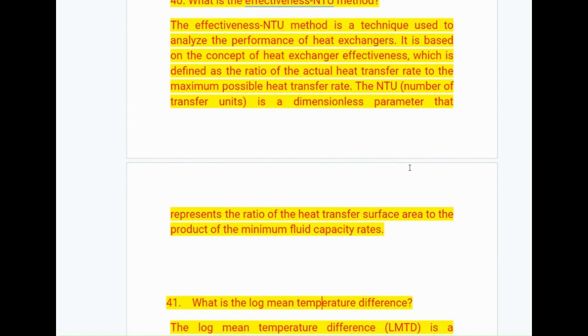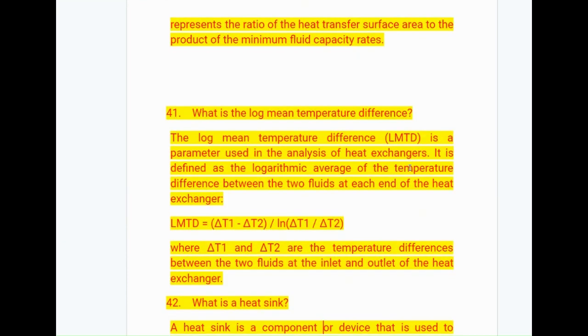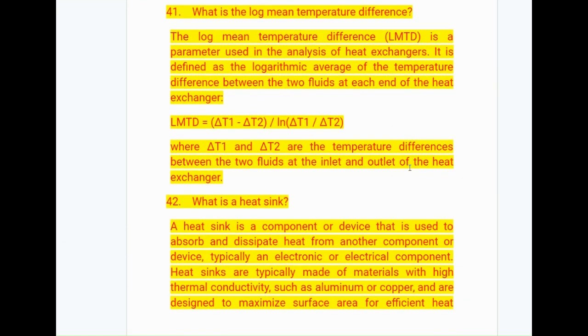The NTU, number of transfer units, is a dimensionless parameter that represents the ratio of the heat transfer surface area to the product of the minimum fluid capacity rates.